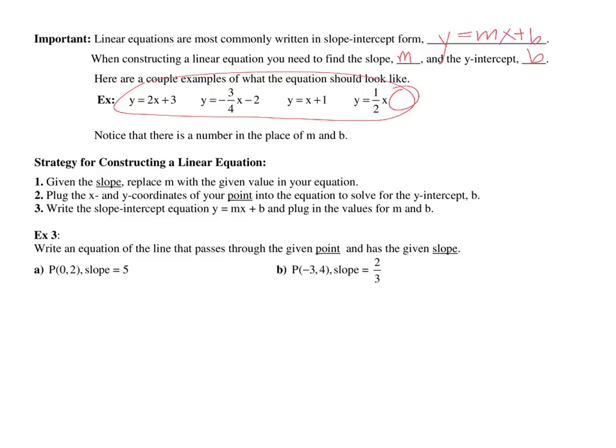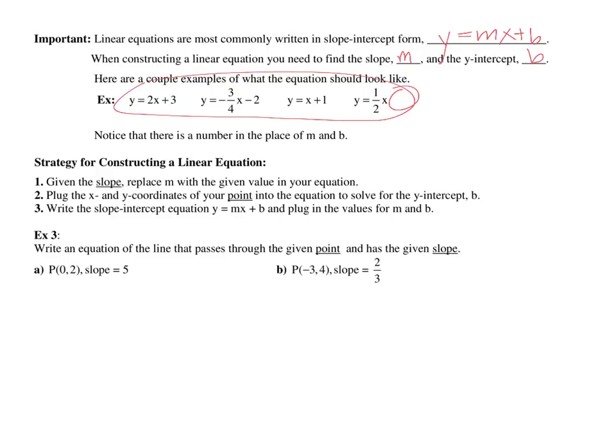Strategy for constructing a linear equation. Given the slope, replace m with the given value in your equation. Plug the x and y coordinates of your point into the equation to solve for the y-intercept, and write the slope-intercept equation y equals mx plus b, and plug in the values for m and b.